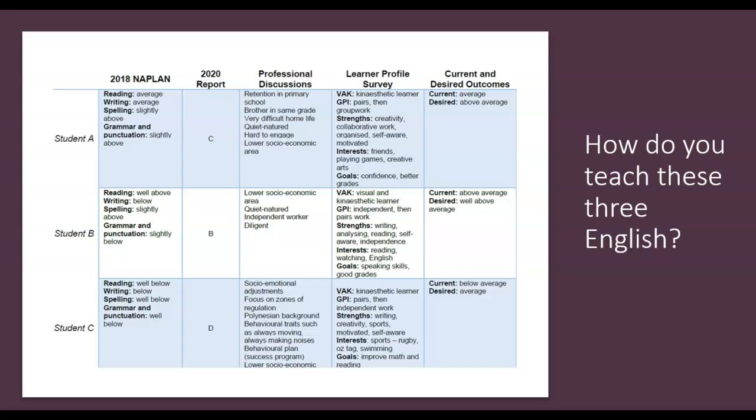So, this is an extract from one of the GTPAs, and this is the data summary that they put into their report. They've also had professional discussions, they looked at report cards, they looked at NAP plan as a data collector, they did a learning survey, and they did some observations. And the question I pose to you is, how would you teach student A, B, and C? So they're the focus students that they used. But these focus students are illustrative of the diversity in your classroom. So how would you teach them?